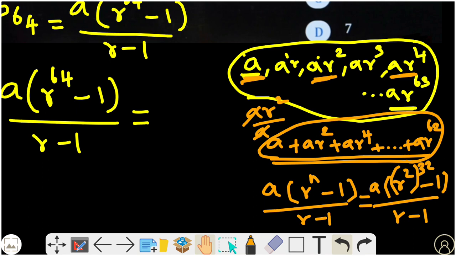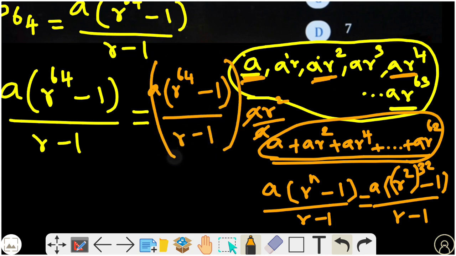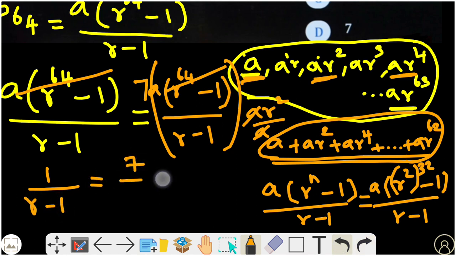Now I have to substitute here. So a into r power 2 whole power 32, we can write r power 64 minus 1 divided by r minus 1. This is how many times? 7 times. So I have to write 7 in front of this. Now these things cancel together. So what is the remaining thing? 1 divided by r minus 1 is equal to 7 divided by r square minus 1, where I replace r with r square.